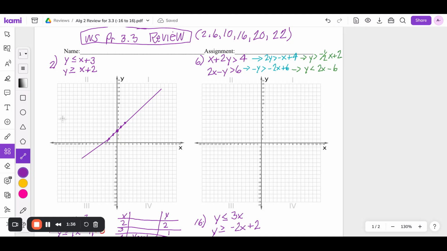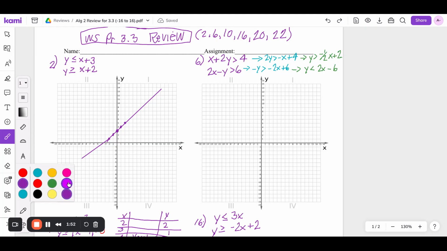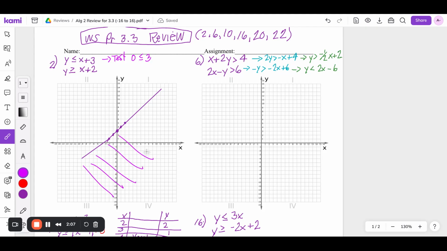Now I am going to test the 0, 0 here. So maybe let me do this in a different color. If I test 0, 0, and this is what you're going to want to show on the test, okay? So I do want to test 0, 0. And when I test the 0, 0, I'm going to put a 0 in for y. 0 is less than or equal to 0 plus 3, which is 3. That is a true statement. So I'm going to shade this side of the line.